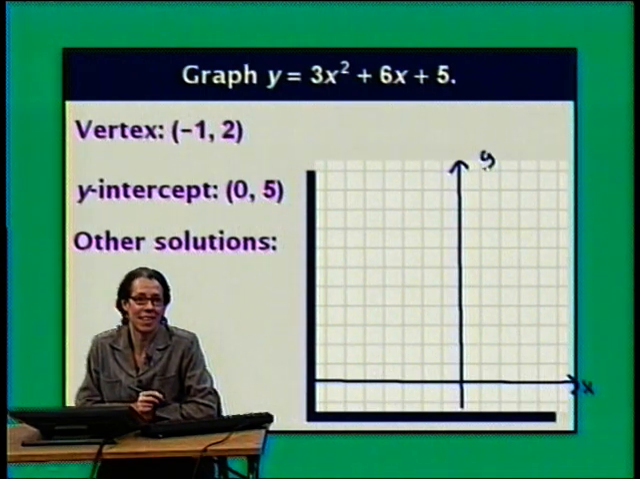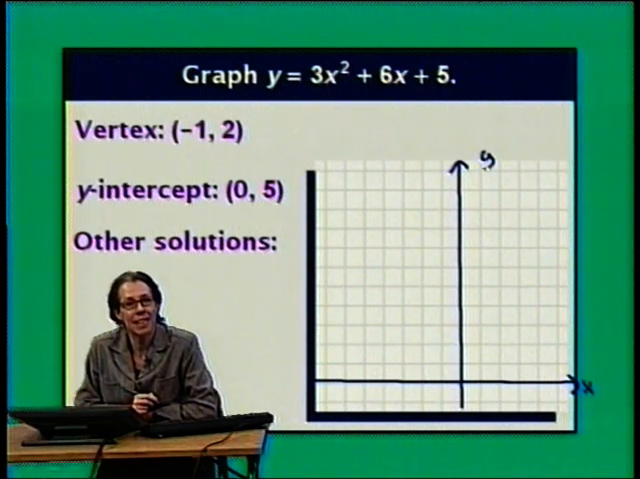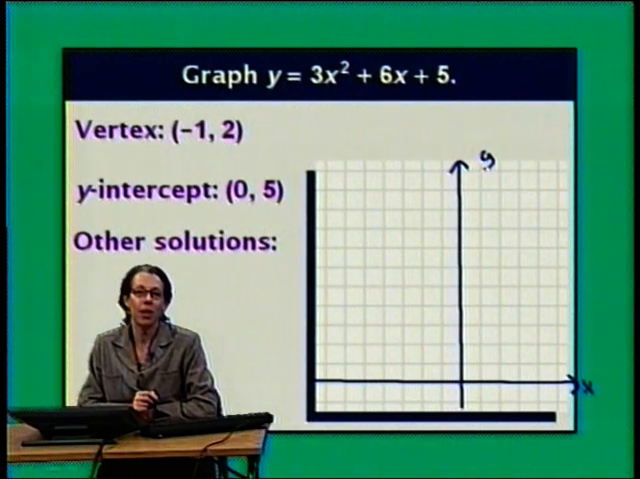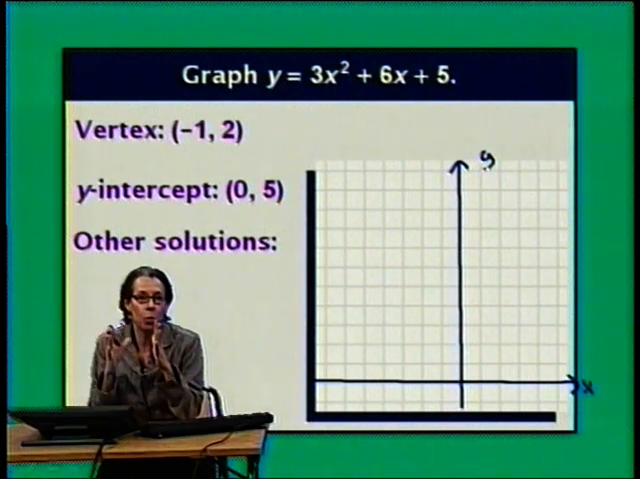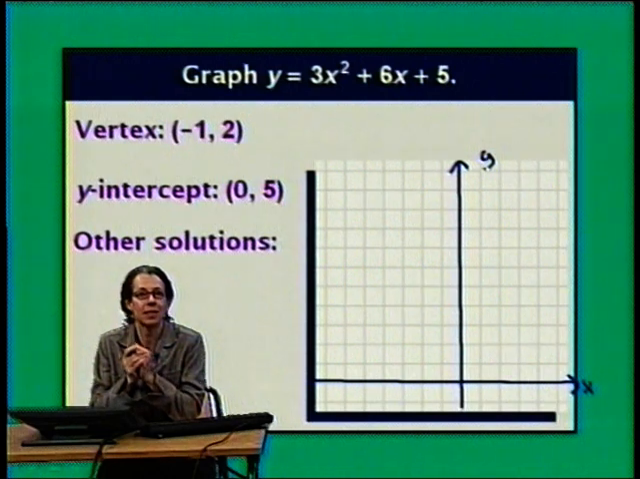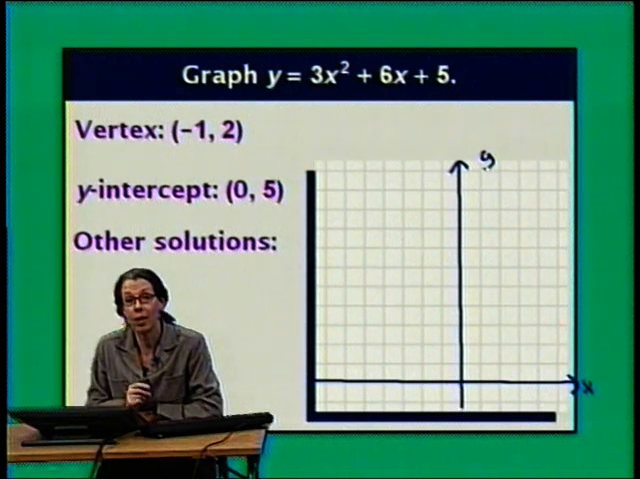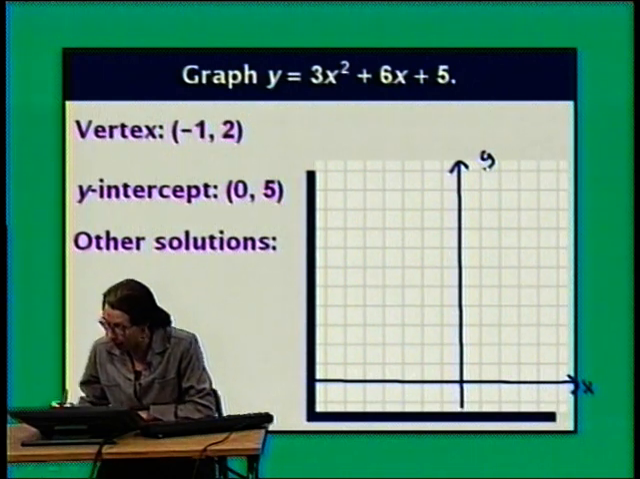So now I want to scale. My vertex is at negative 1, 2. In order to prevent things from being too squished near the vertical axis, I think I'm going to use a scale of 1/2 on my horizontal axis.